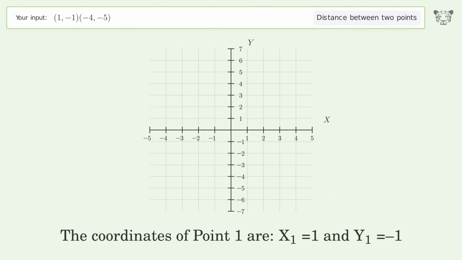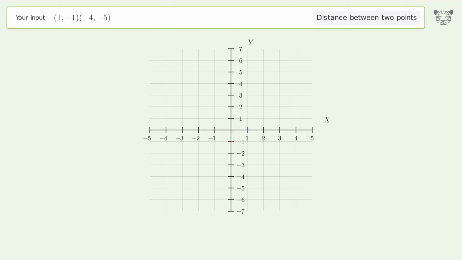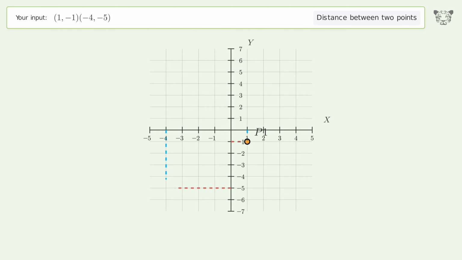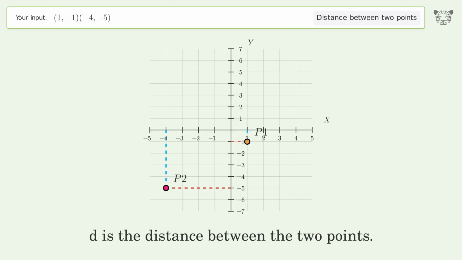The coordinates of point 1 are x1 equals 1 and y1 equals -1. The coordinates of point 2 are x2 equals -4 and y2 equals -5. D is the distance between the 2 points.